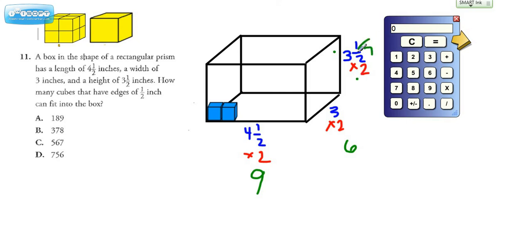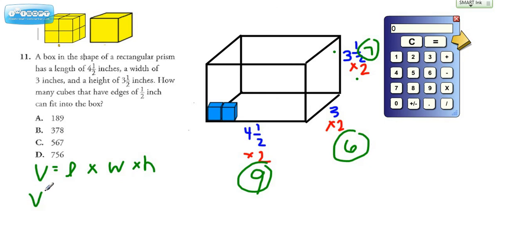7. Now one option for solving this is to take the green numbers and apply it to the volume formula, which is length times width times height, or 9 times 6 times 7. And when you find that, it will be the number of these half-inch cubes. In other words, how many of these blue cubes do we need?